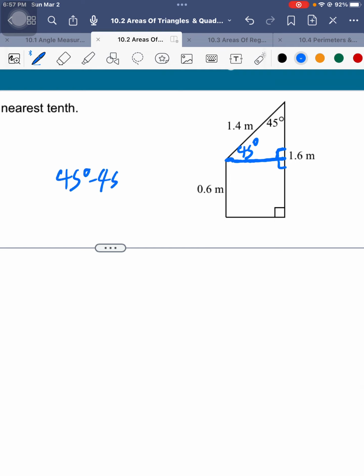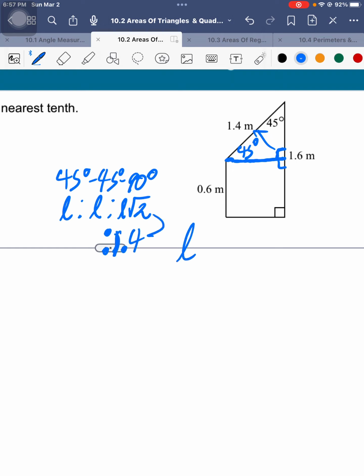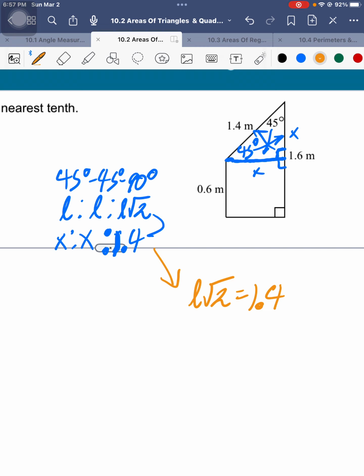So 45, 45, 90 is L, L, L square root of 2. So I only have my opposite to the 90. So this is 1.4. Oh, wait, and this 45 right here, let's call this X. So X, and this is 1.4. So my L is going to be my L square root of 2. I'll write it down here in a different color. So that means my L square root of 2 is equal to 1.4. So I'm going to divide by square root of 2, divide by square root of 2.